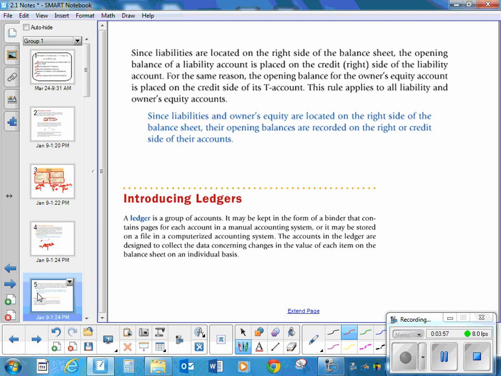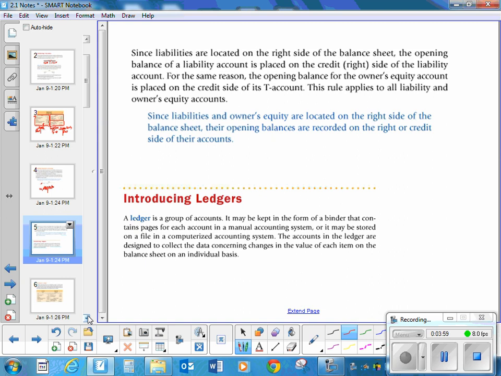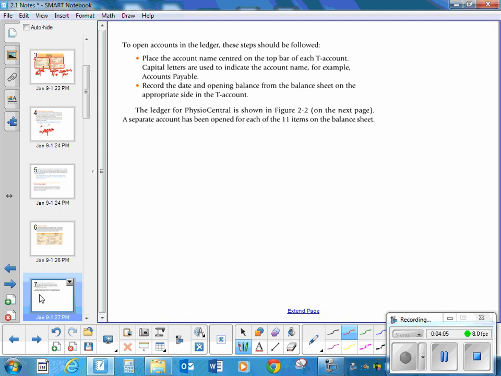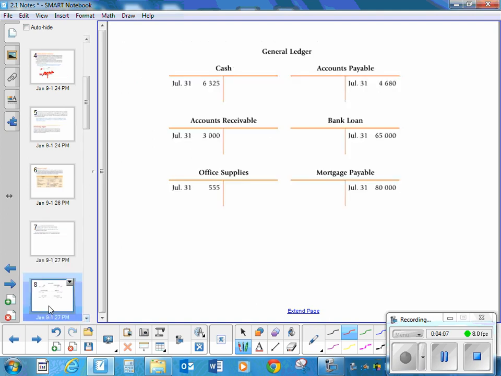Okay, we're talking now about ledgers. A ledger is just a group, and it's going to look like this. This is going to be your ledger. Okay, so do you see, cash has a normal debit balance, accounts receivable, normal debit balance, office supplies, debit balance.